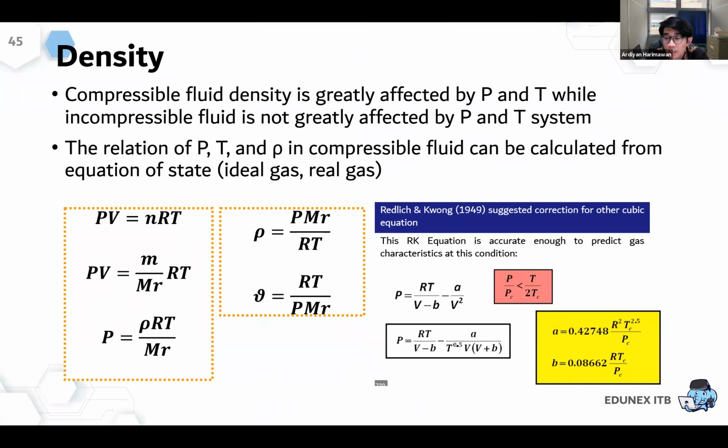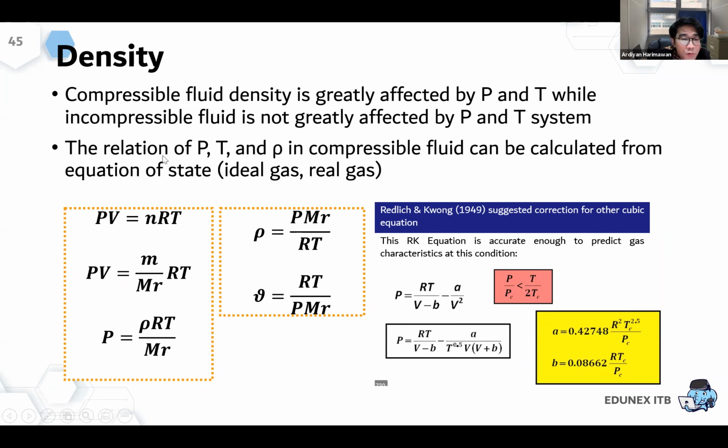Okay, you have thermodynamics, right? Thermodynamics subjects in this semester, I think you have, right? So previously I have mentioned that the density of certain fluids will be greatly affected by the pressure and the temperature. We call it compressible fluid. This is mainly gas. Gas is mainly compressible, while liquid is incompressible. It means it is also affected, but not greatly affected by the change of pressure and temperature.